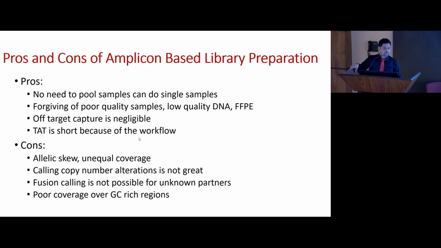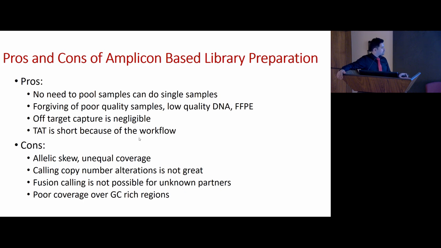Cons, allelic skew, and this is true for any primer based workflow in the world. Anybody who says I don't have allelic skew is bluffing. So allelic skew means one region of the genome gets 1000x captured, other gets 300x captured, gets sequenced. Why? Because that region is not GC rich, and this region is very GC rich. So this is going to be less uniformly amplified. The other is more effectively amplified.